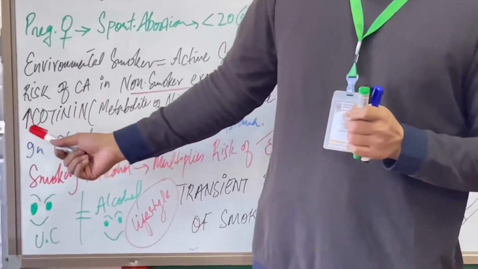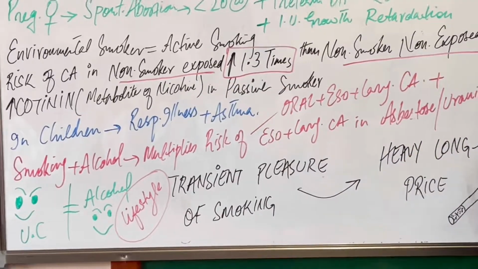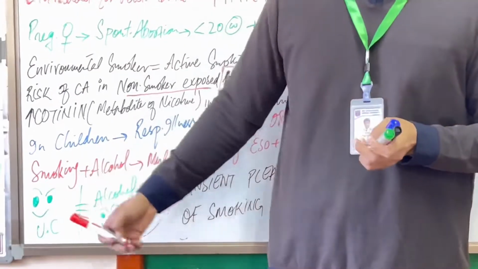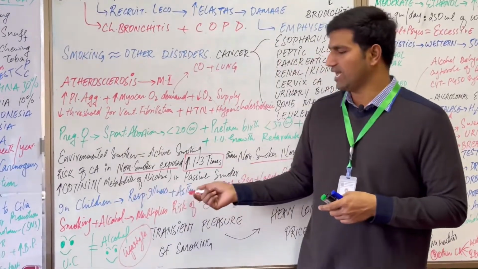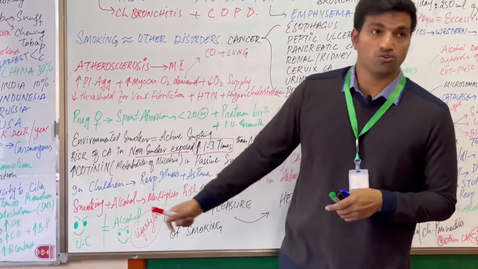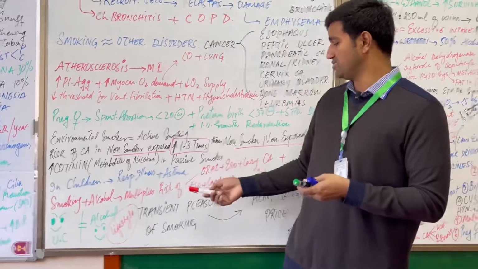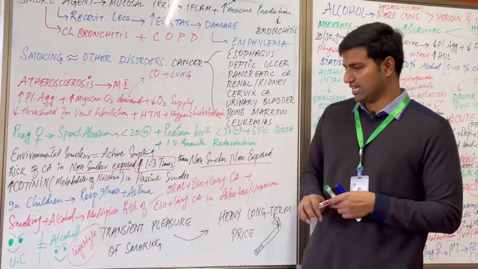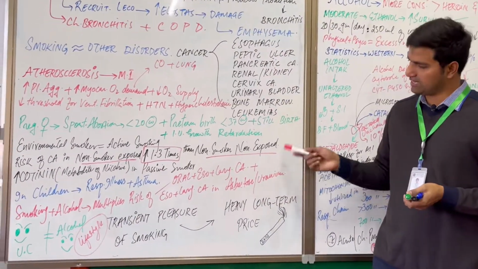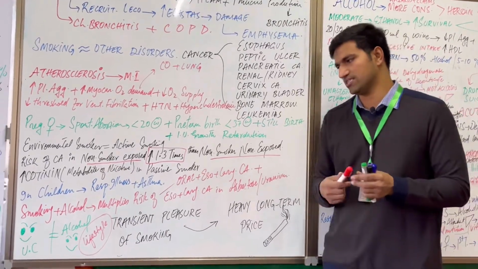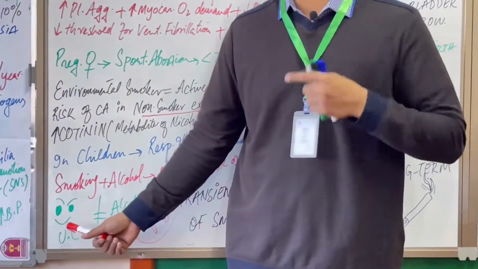An increased level of cotinine, a metabolite of nicotine, can be seen in the passive smoker's blood. And then in children, what are the consequences if they are second-hand smokers or passive smokers? It will end up with respiratory illness and asthma in the kids. And yes, if smoking plus alcohol, then what will happen? It will multiply the risk of cancer, specifically oral cancer, esophageal cancer, and laryngeal cancer. And if the person is exposed to asbestos and uranium, that will lead to an increased risk of esophageal and laryngeal cancer also. So one thing is good about smoking, that it prevents a disease called ulcerative colitis.